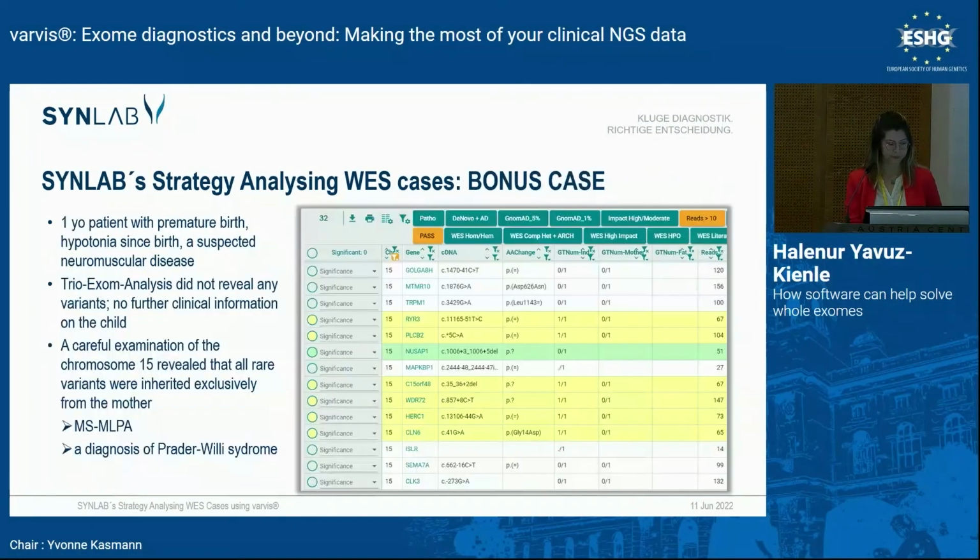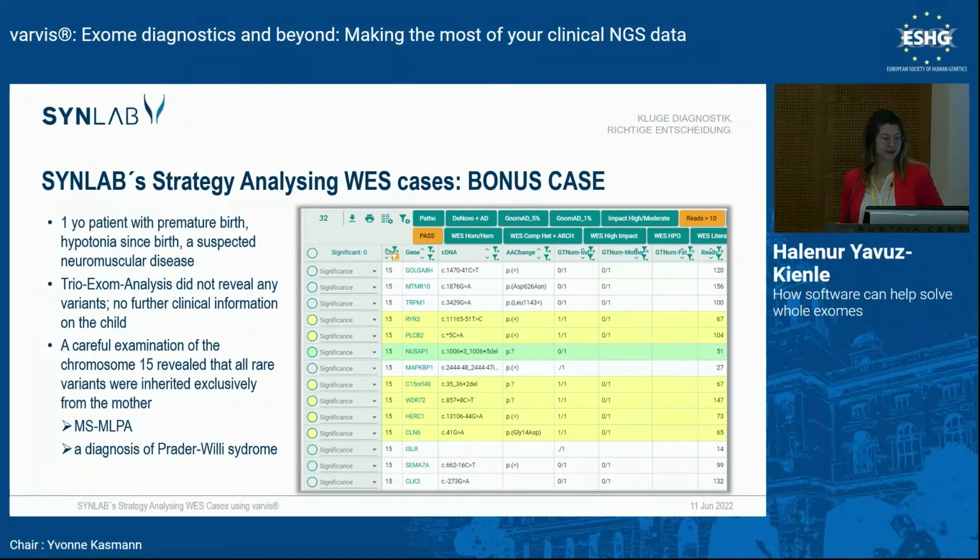This is a bonus case I brought with me. What happens when we don't find anything? Using these four strategies, what do we do? What else can we do with Varvis? This was a recent case.